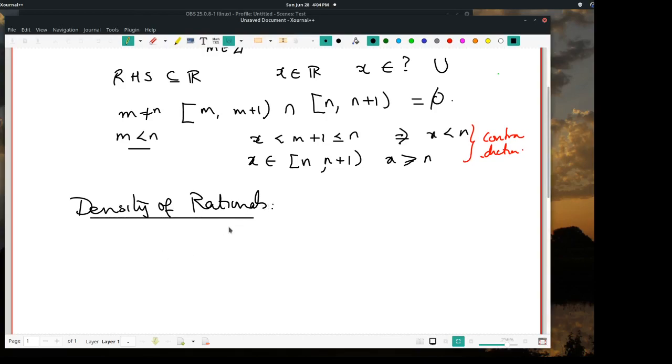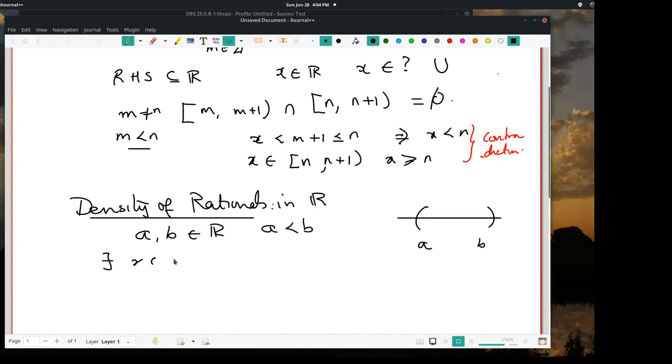What does it mean in R? This means give me two real numbers a and b in R with, let's say, a less than b. That means I have an interval of this kind, and look at the open interval. There exists, let us say, r in Q so that a is less than r is less than b. That means give me any open interval, I can always find a rational number. Don't worry about a and b. Whatever open interval you take in R, I should be able to find one rational number here.